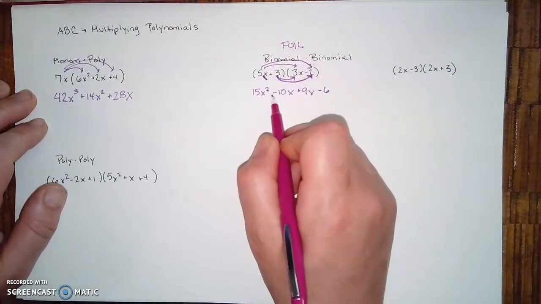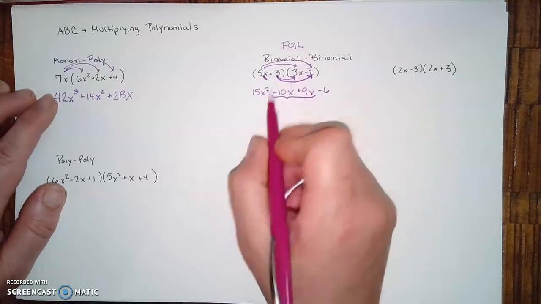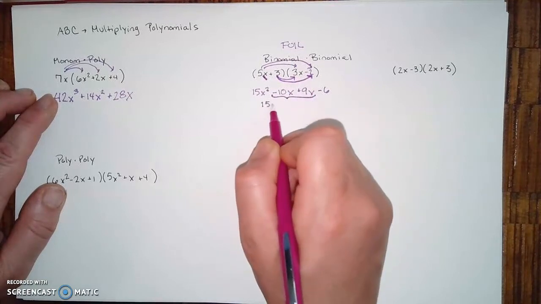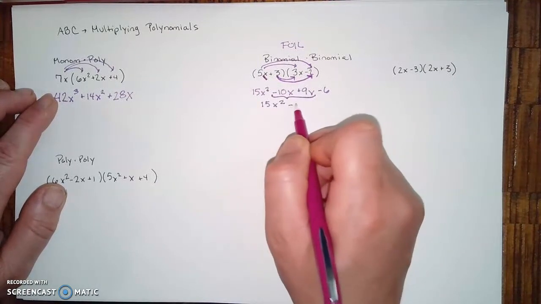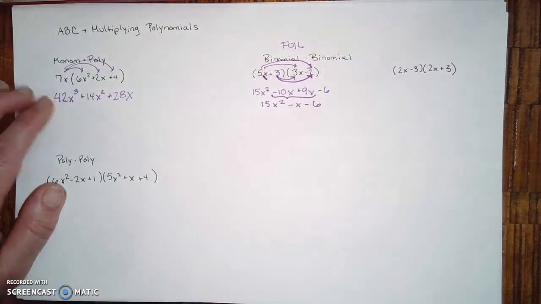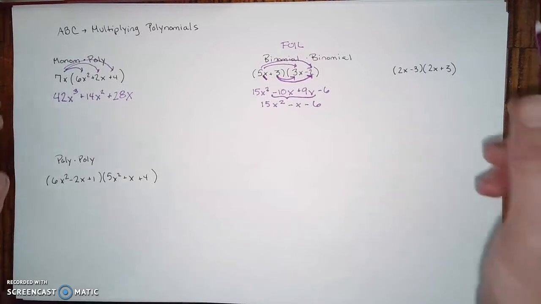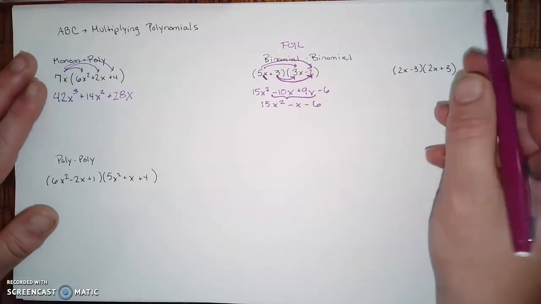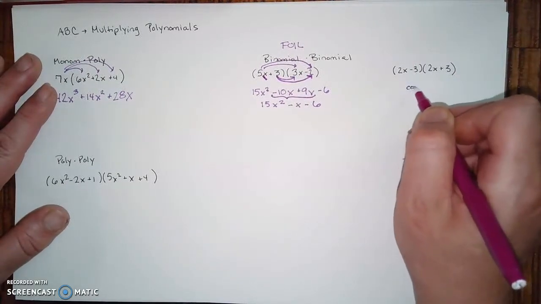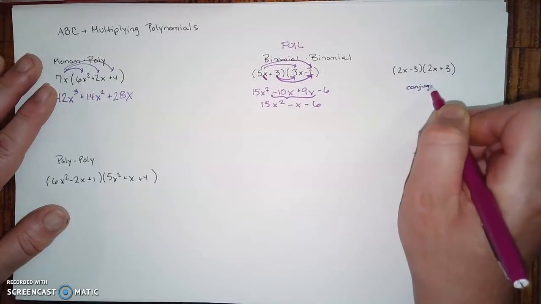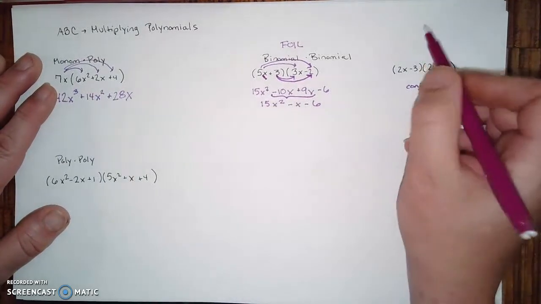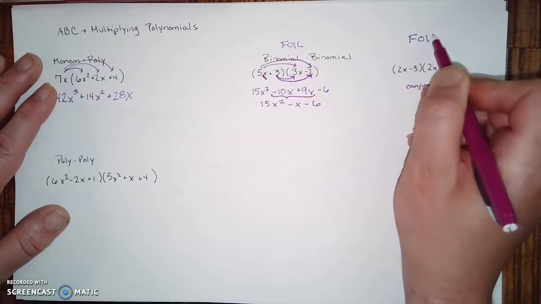And then the inner terms match in degree, so they always combine together. Minus x minus 6, which is always true on foiling. Let's look at the next one. We're going to foil the next one as well, but there's something special about the next one. These ones are what are known as conjugates. And in the conjugates, watch what's going to happen. I'm going to write around the word foil.